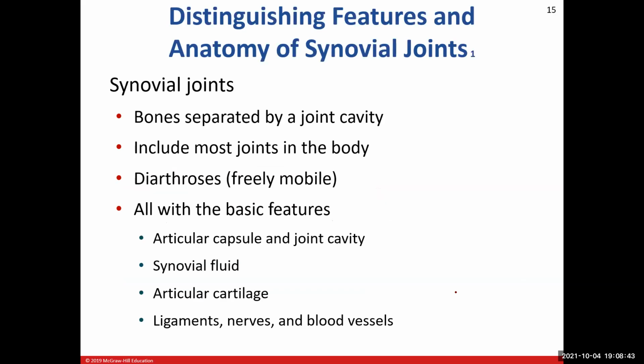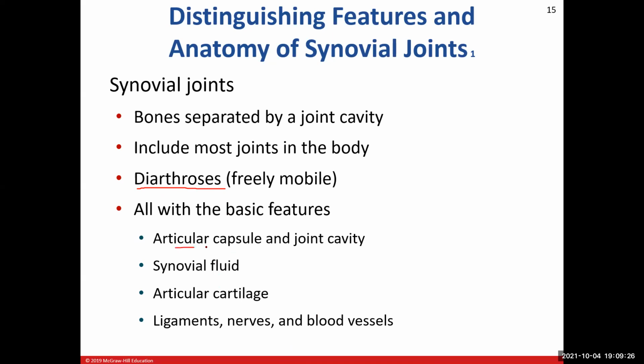All right, let's talk about our last class of functional joints, and that's the synovial joints. Not functional, structural. Synovial joints are joints that have a fluid-filled joint cavity. All synovial joints fall under the functional classification of diarthrosis. So all synovial joints are diarthrotic and are going to have the following features.